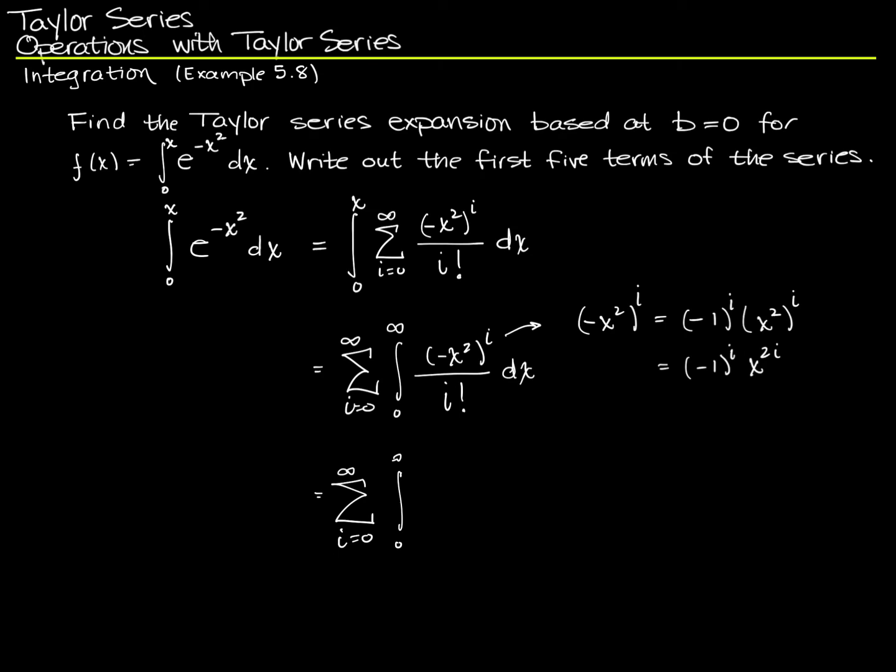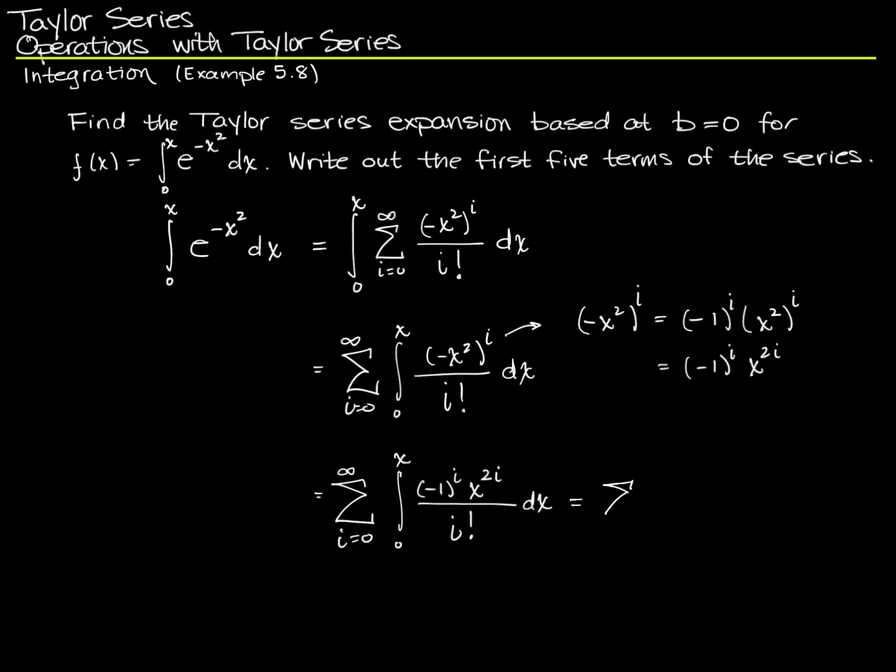I messed up here. This should be from 0 to x, not from 0 to infinity. Okay, so I can carry on now. I'm going to rewrite that integrand as -1 to the power of i times x to the power of 2i all over i factorial dx.